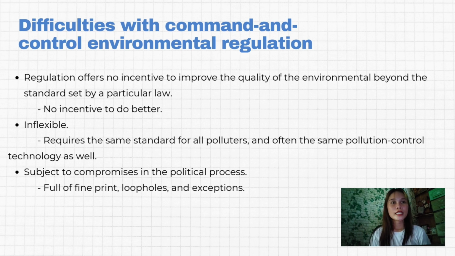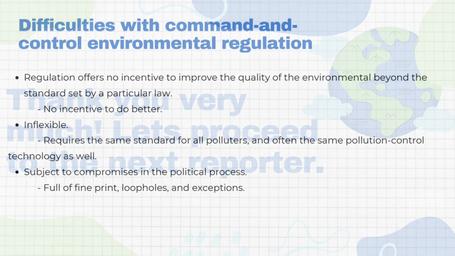Third, it is subject to compromises in the political process. It is full of fine print, loopholes, and exemptions. This refers to a political process or documents that are vulnerable to manipulation, contain intricate details, and include ways to exploit or avoid certain rules and conditions. So those are the three difficulties of command and control regulation.